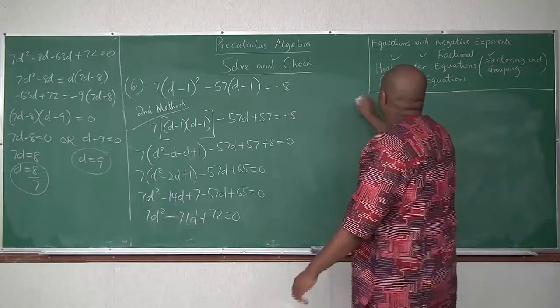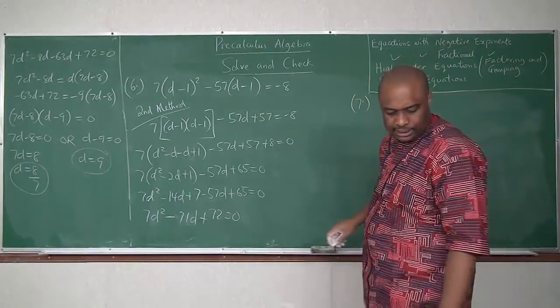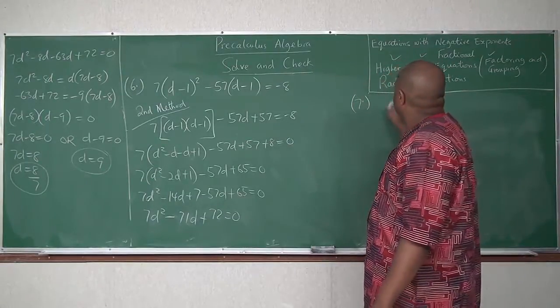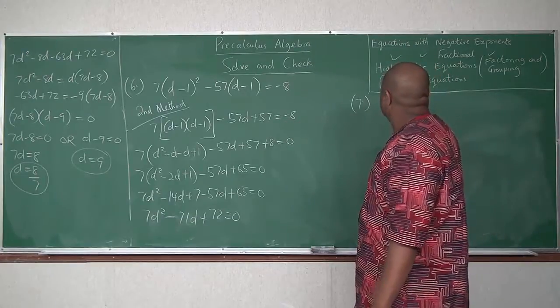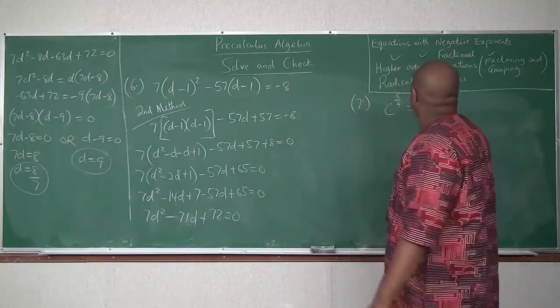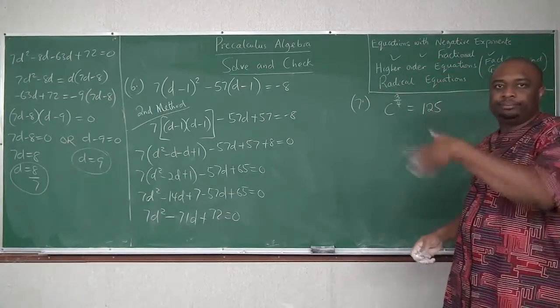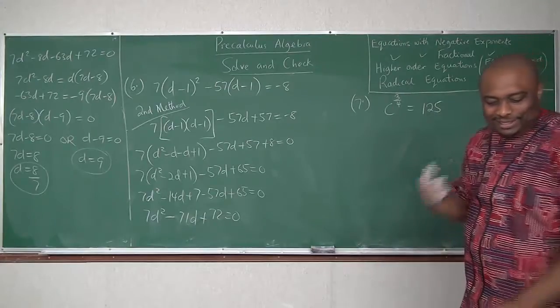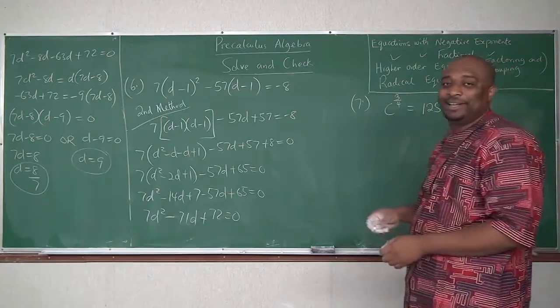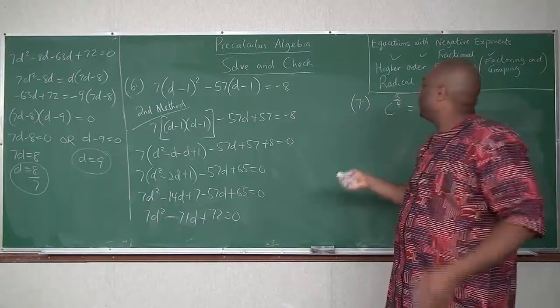Okay. Now, question seven. We have that c to the power 3/4 is equal to 125. And this is like what we did, like question one, right? I just chose it because it's pretty much straightforward. So we multiply both exponents by 4/3.